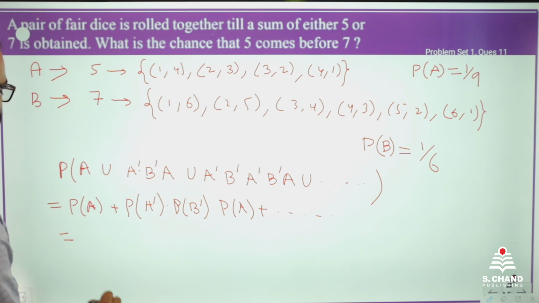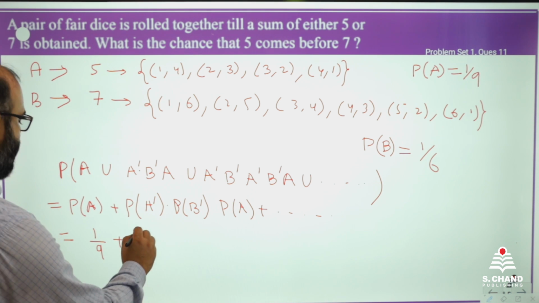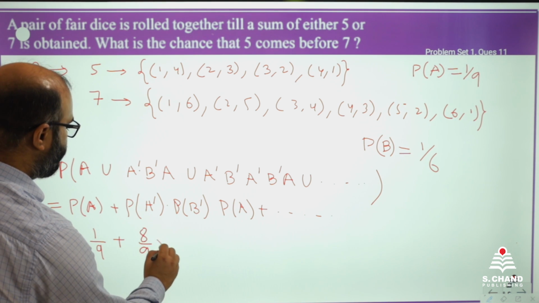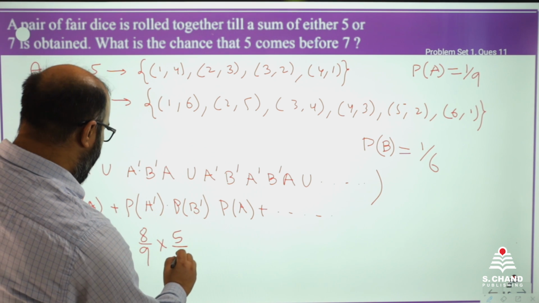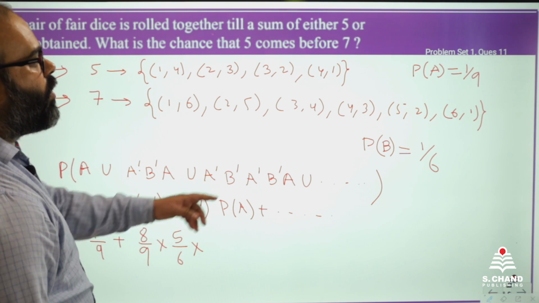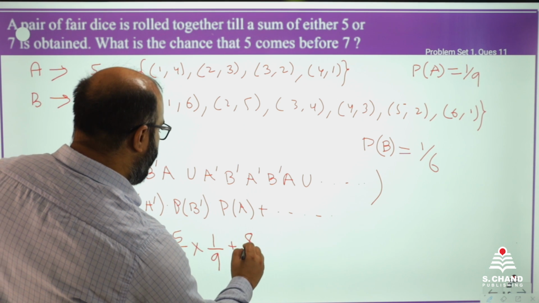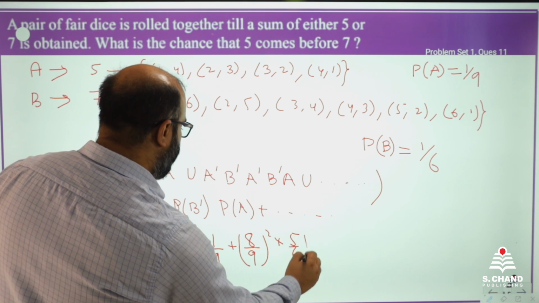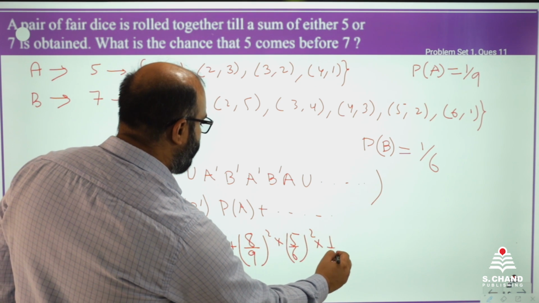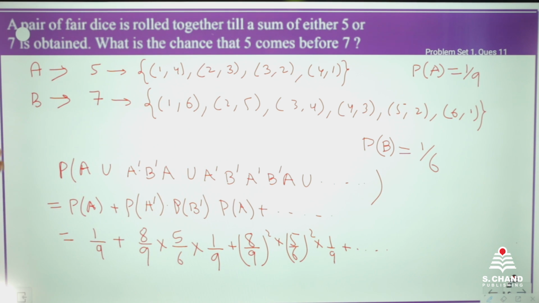So what is P(A)? Probability of A to occur is 1 by 9. What is P(A complement)? That will be 8 by 9. What is P(B complement)? That will be 5 by 6. And P(A) will be equal to 1 by 9. Then again we have 8 by 9 square into 5 by 6 square into 1 by 9. And this goes on. So the chance that 5 comes before 7 is this.